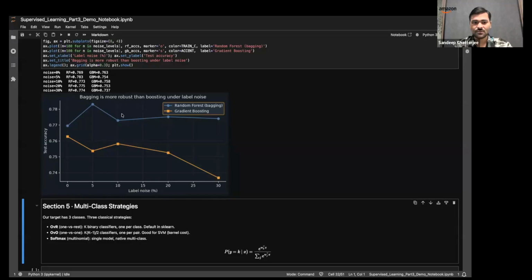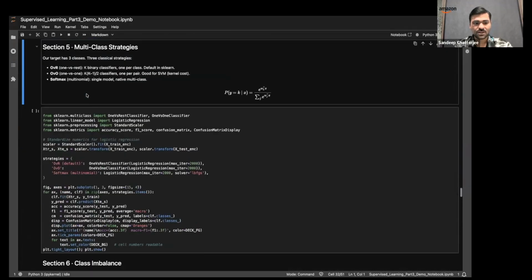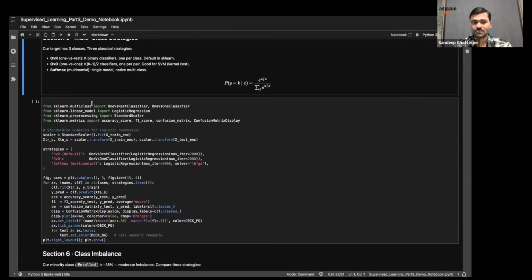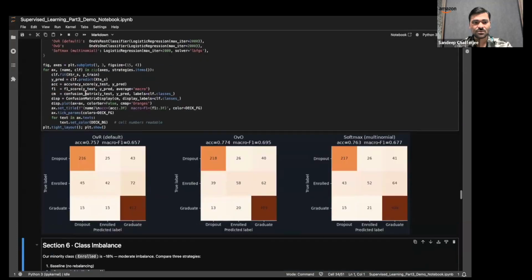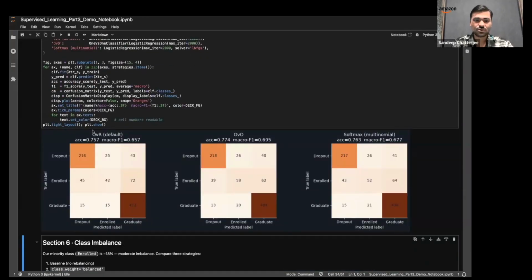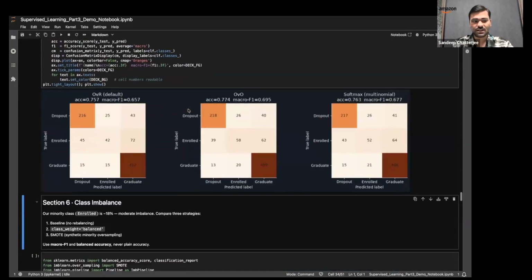So you can see bagging is more robust. Here is the result. Then coming to our next step that we discussed, which was multi-class strategy. Because our data set already has three classes, this is a good example to see. So then we have to use OVR, OVO, and these strategies.